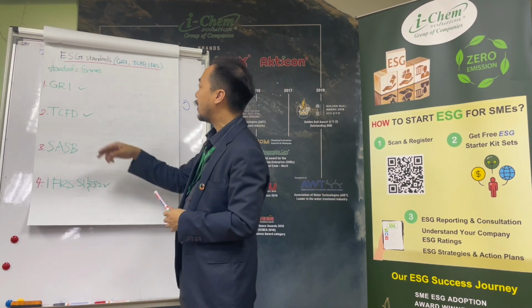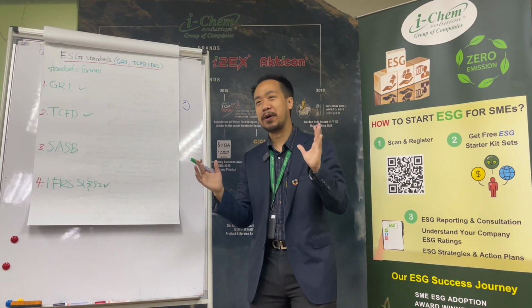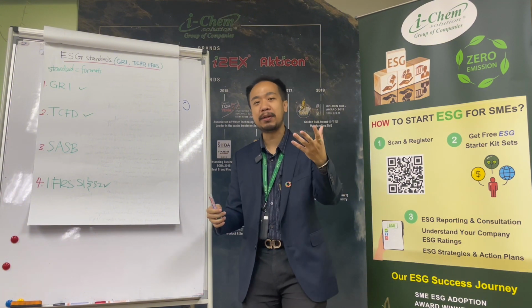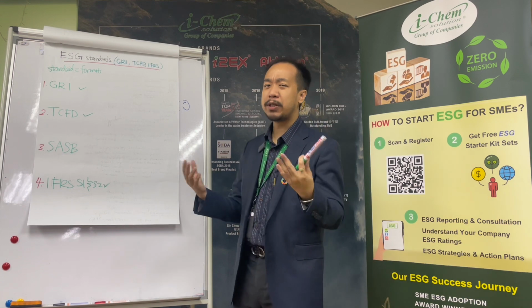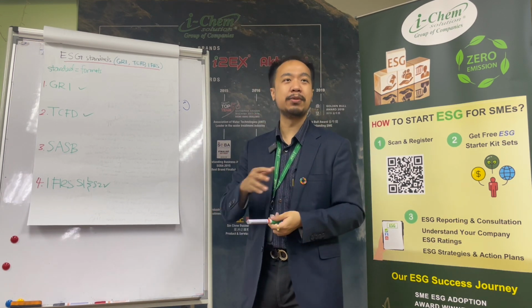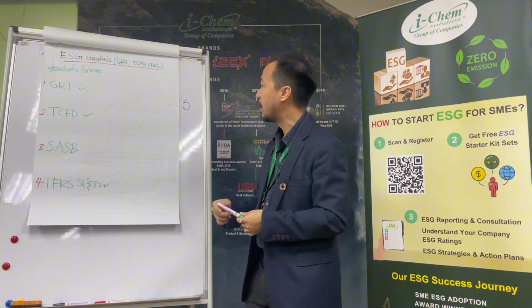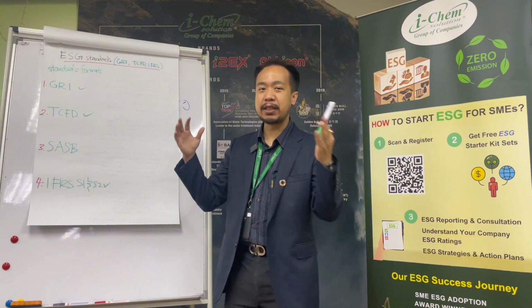So let's get started with GRI. GRI is the most used standard in the whole world. Most companies use GRI, and for good reason, because it is the most simple and easy to understand, very intuitive. It is sort of like the basic vanilla flavor when it comes to ESG reporting. Everyone kind of follows GRI in some way or form because it's so easy. And not only is it easy, it's also very flexible.